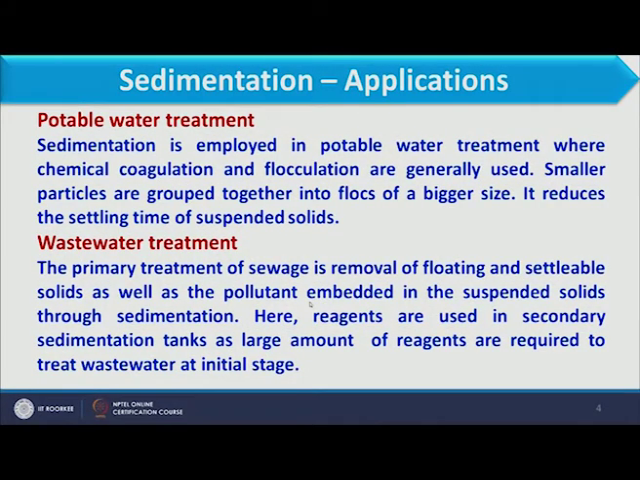At the primary stage we let the slurry settle by itself. We do not add additives because wastewater treatment plants are huge in size, so they will require a large amount of reagents. So, first it will settle by itself, then we go for the secondary sedimentation process where the amount is slightly reduced compared to the initial stage, and then we use the reagents for further separation. So, it is used in potable water treatment as well as wastewater treatment plants.